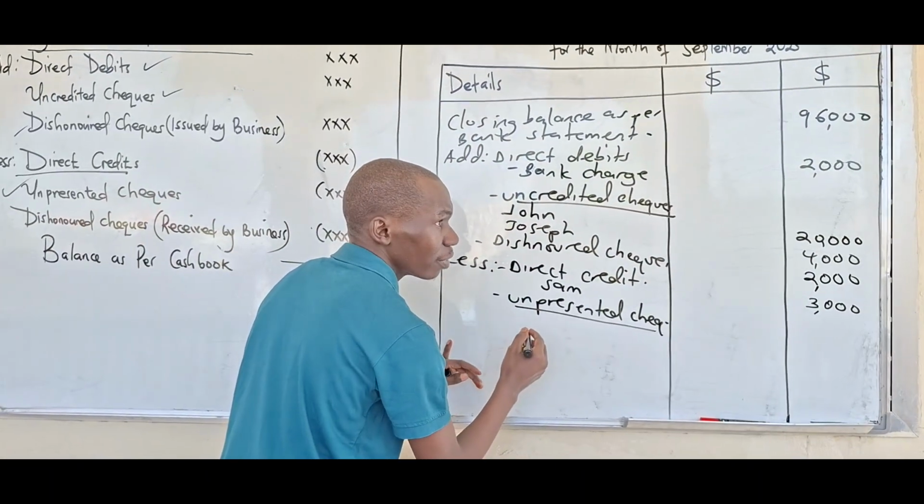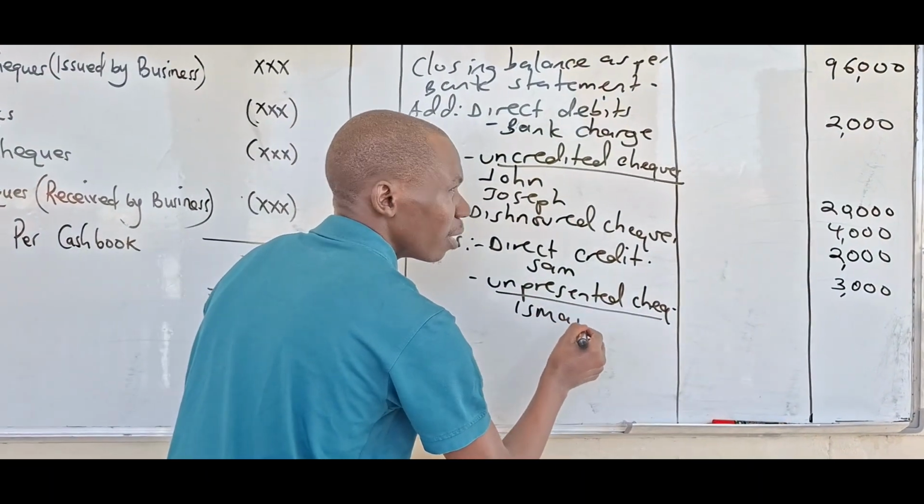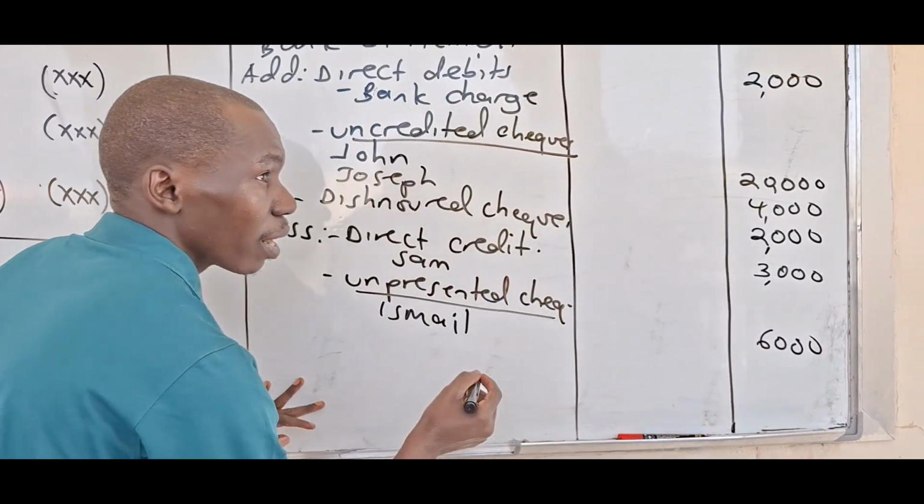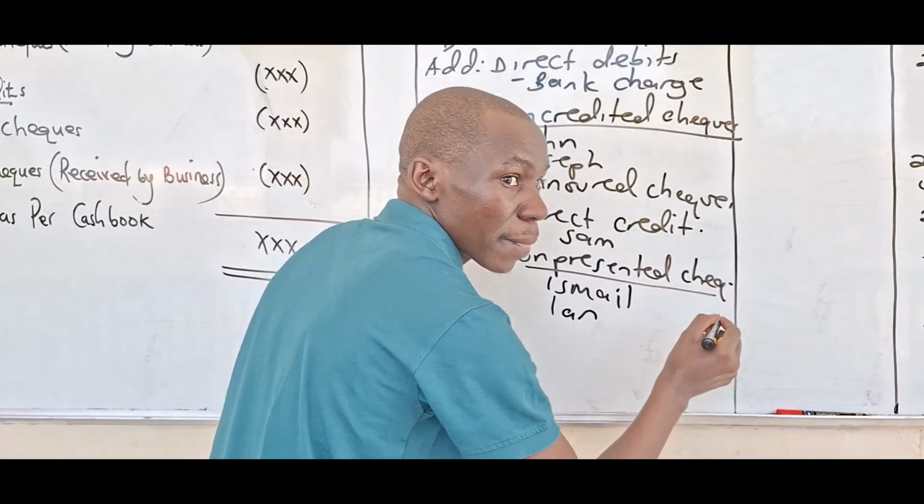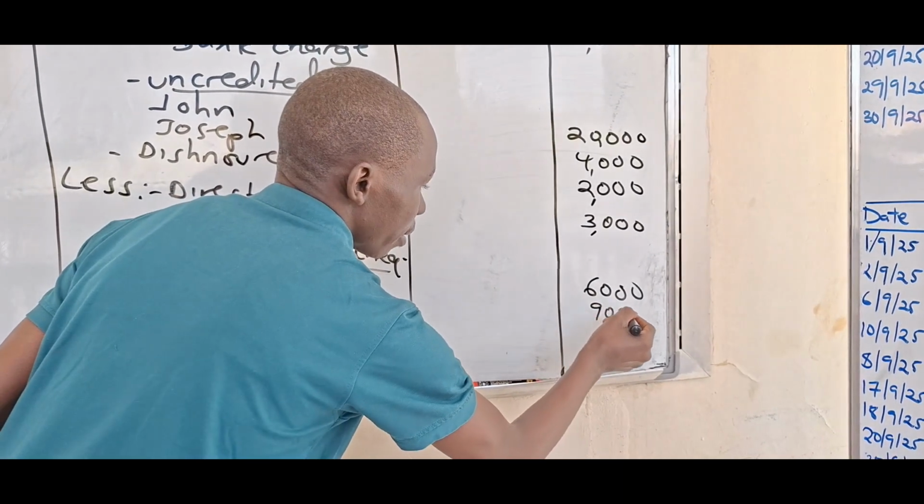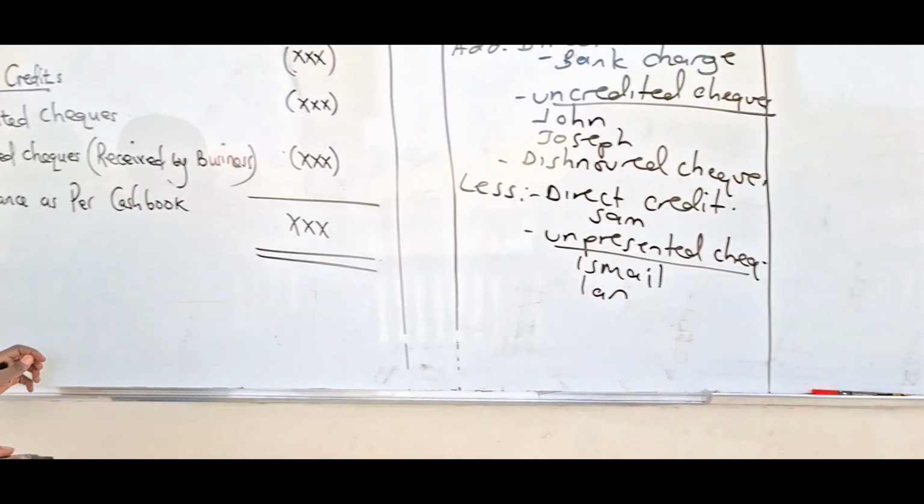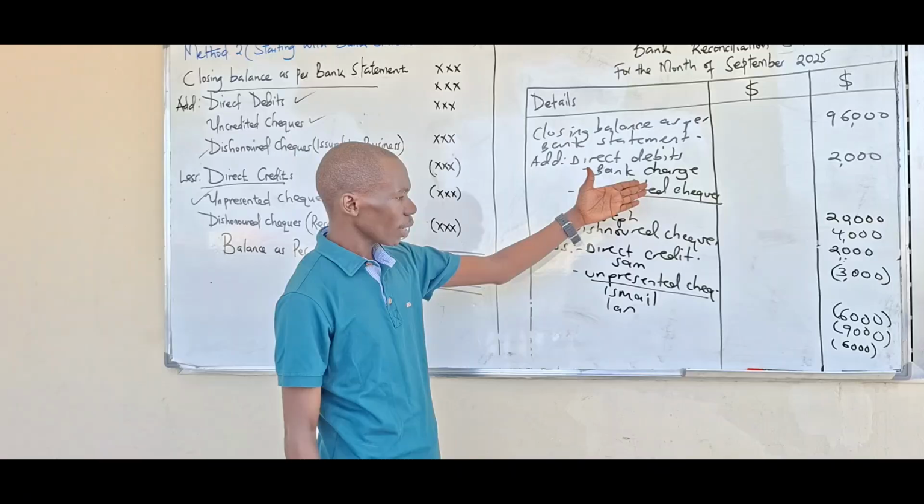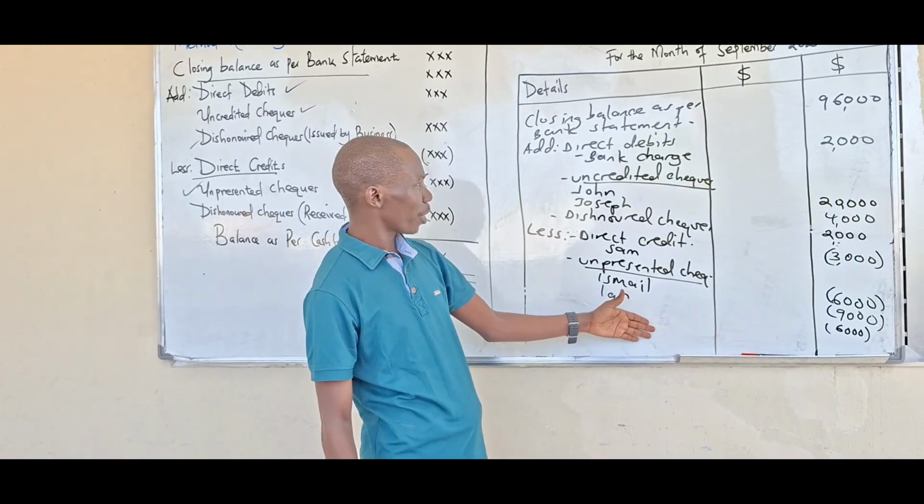Dishonored check, we have Ismail, how much? 6,000. Then we have Ian, which is 90,000. Yes, you can see now how we are moving.